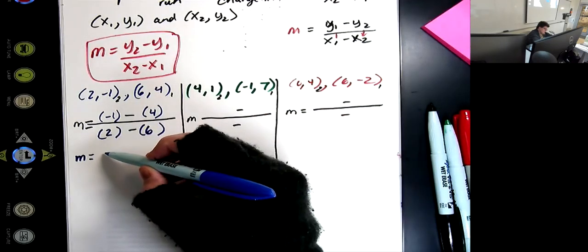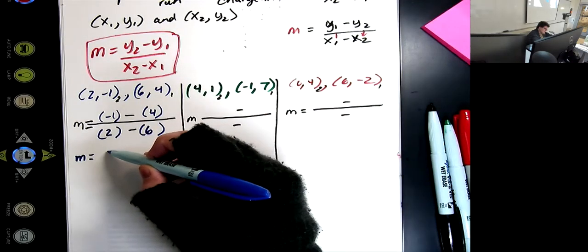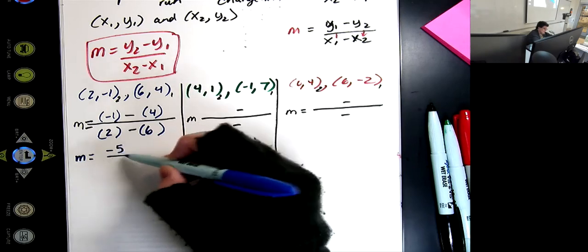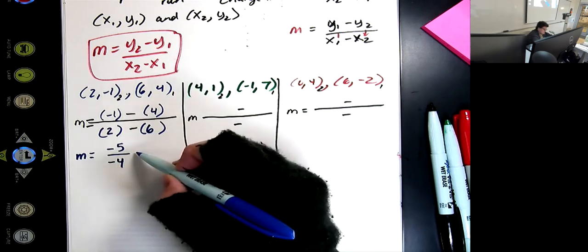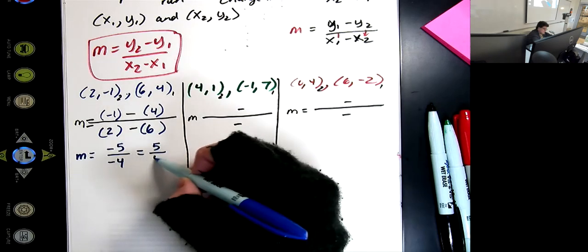This ends up being -1 minus 4 is -5 on top. And 2 minus 6 is -4. So this ends up being 5/4. The negative signs cancel.